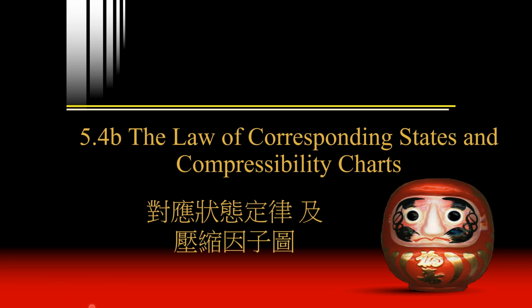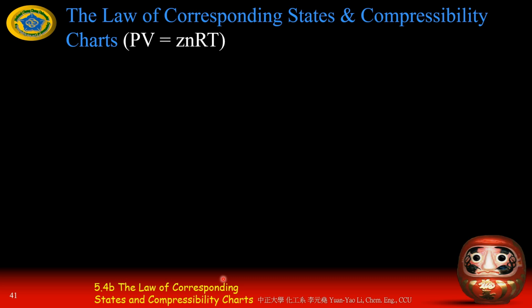Okay, so this is easy, right? So 5.4B is the law of corresponding states and the compressibility chart. In the previous section we talked about tables, but you need to create many tables. When you have many tables, can you make them into a chart, a figure? So let's take a look at this. How can we do it?